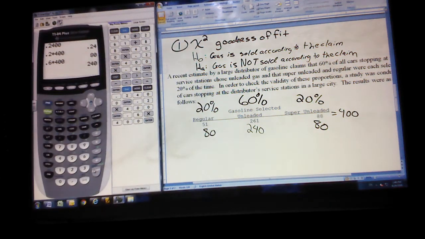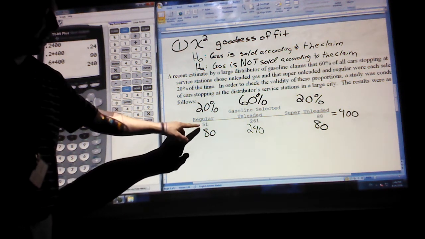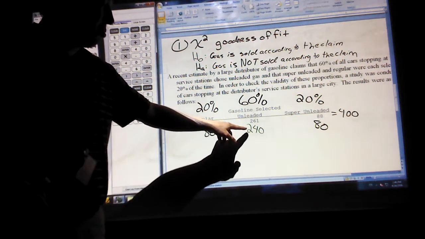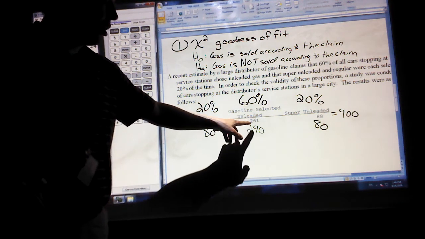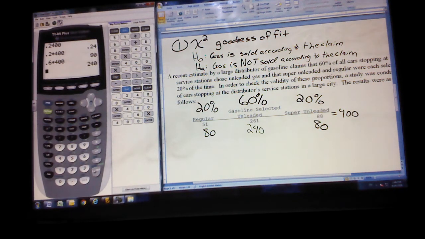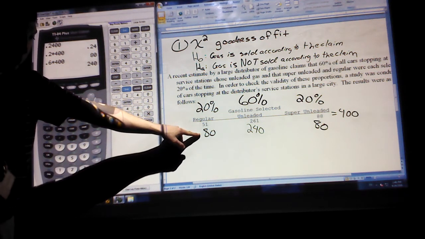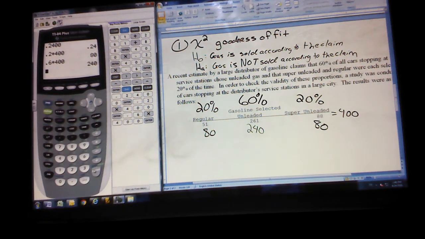So now we have our observed and our expected. So this is a little off. This is not exactly where it's supposed to be. That was supposed to be 240. It was actually 261. This is supposed to be 80. That's kind of close to 88. But is that too far away? Is our observed too far away from our expected? Or could that simply happen by chance? That's what we're going to figure out.